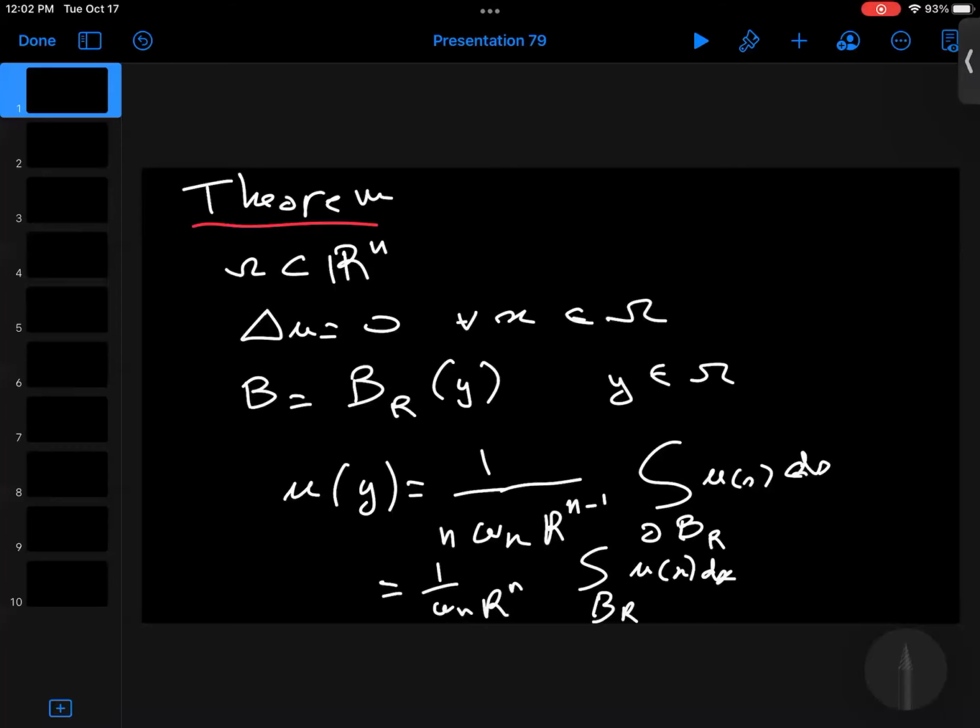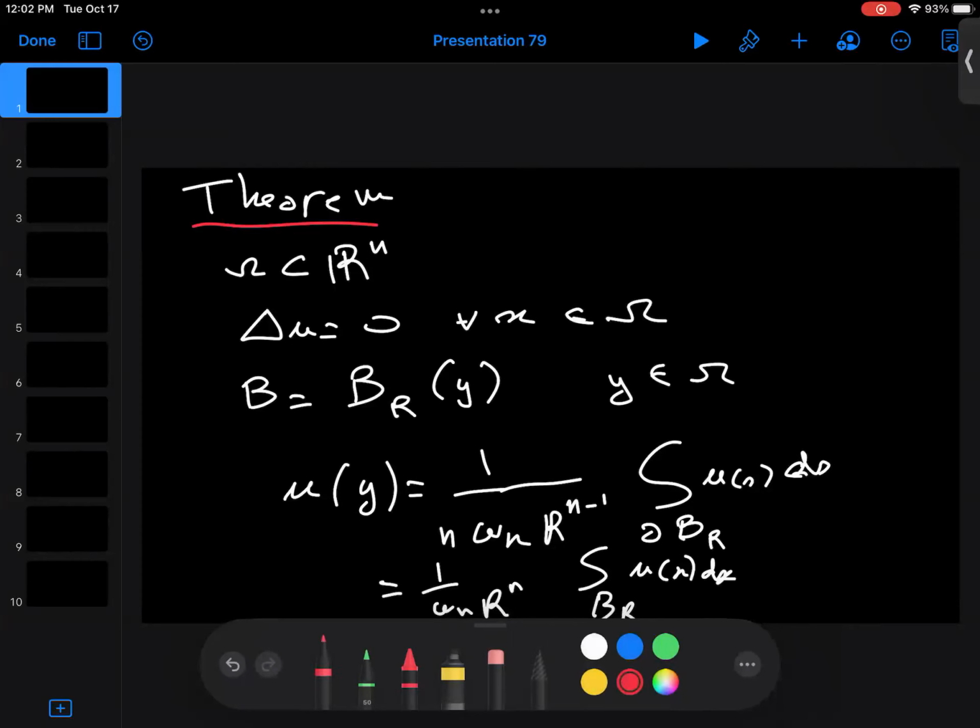So we assume that the Laplacian of u equals 0 on omega, and we consider a ball B of radius r centered at y, with y in omega. And you assume that for this r, the ball is strictly included in omega. Then you have that the value of u at the point y equals what?